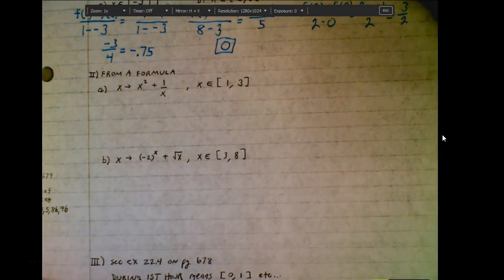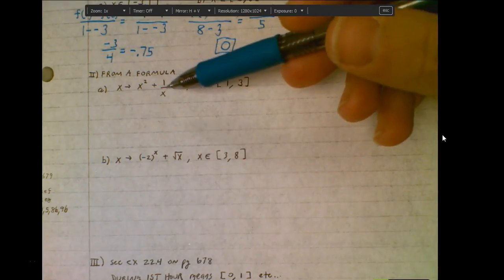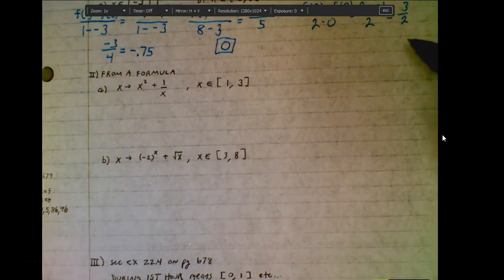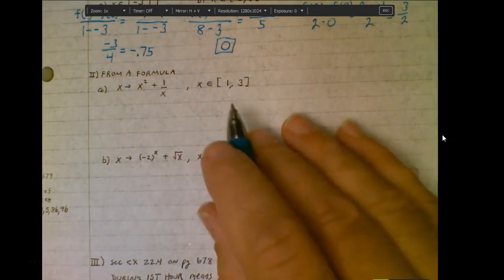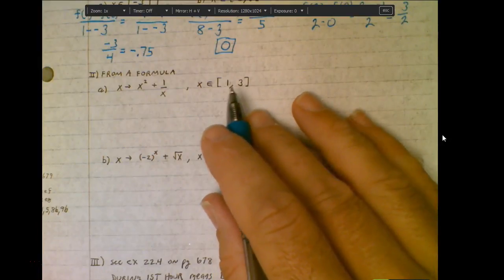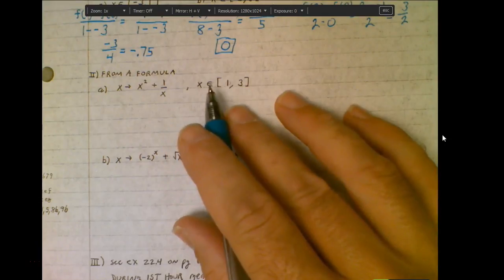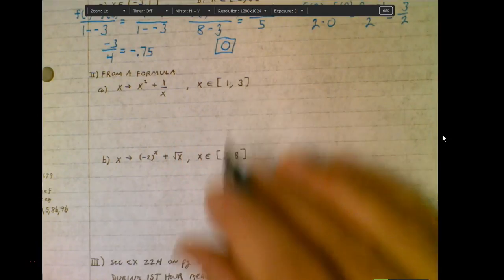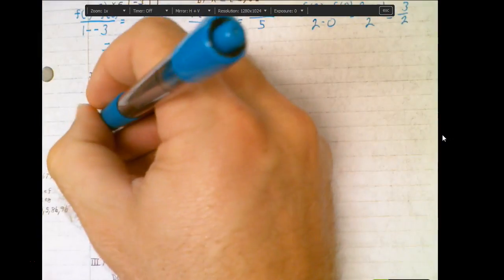That was all done from a graph. We can do the exact same concept from a function. So now we're not looking at the graph, we're just going to deal with the function itself. The formula, the process, none of that changes. I'm still doing y minus y over x minus x. So again, these are my x's. x is an element from 1 to 3, so 3 minus 1, those are my x values.